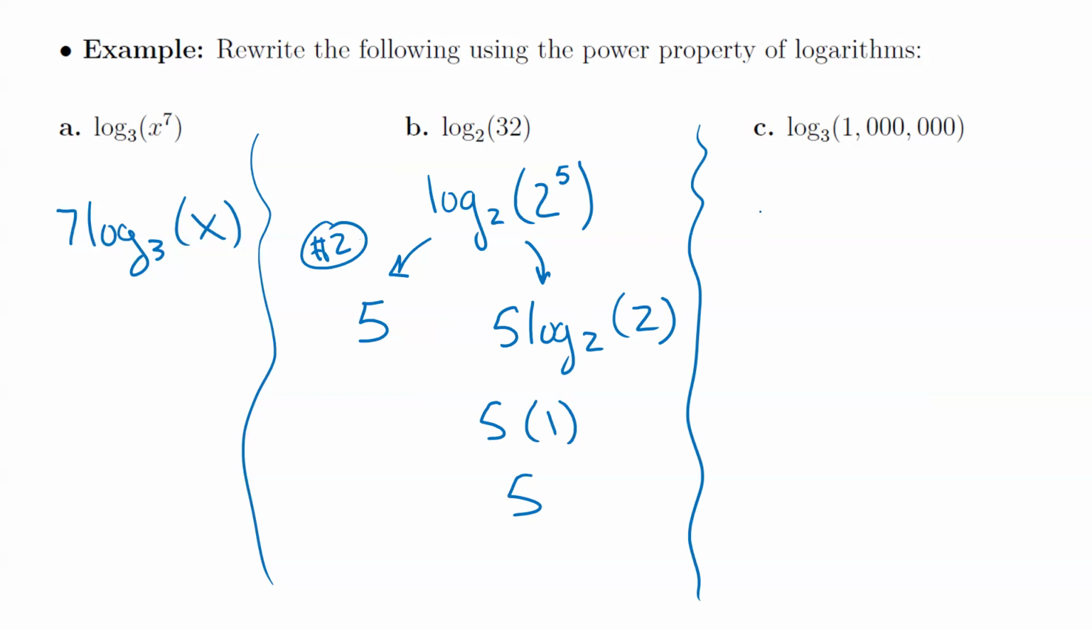Part C, log base 3 of, well, 1 million is the same as 10 to the sixth power, right? 1 followed by 6 zeros is 10 to the sixth. And here the bases don't match like they do in part B, so then I really do need that property if I want to write it without exponents inside the logarithm.